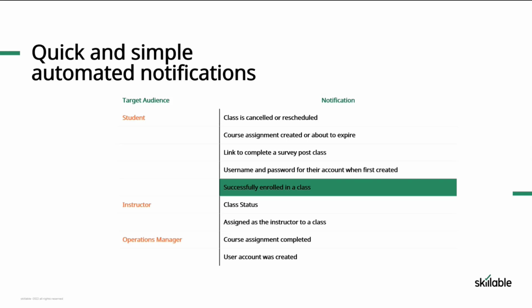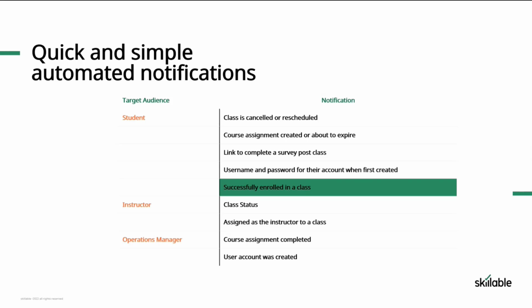Maybe you want to send them a notification when a course assignment has been created, or most importantly, when is it about to expire? I'm sure lots of you guys have experienced that, where you've sent out a course assignment, student hasn't done it, and it's about to expire. You can send a notification to say, hey, you only have 7 more days left on your course assignment. You need to go in there and get it completed. That's one of the ones that's used quite often.